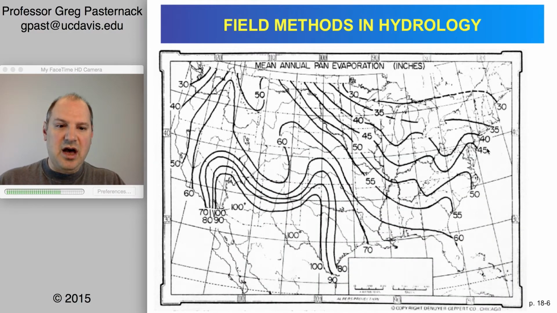And here's a map of the United States. A little bit tricky to see the outline of the U.S., but it's there. And it shows the mean annual pan evaporation in inches, ranging from 30 in the far northeast to over 100 in the southwest. And this just gives you a feel for that pattern.